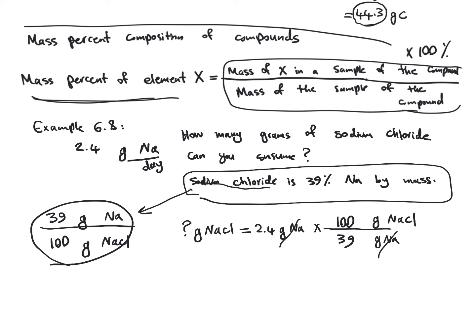And then after doing the math, you will have 6.2 grams of NaCl. And the number makes sense because it's bigger than the grams of sodium. So this is straightforward because you are given the mass percent composition and you just write a conversion factor. Any questions about this?